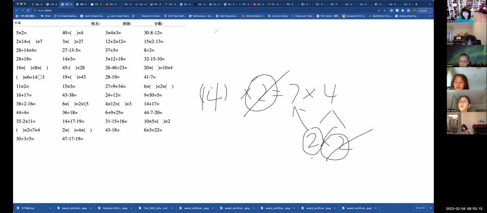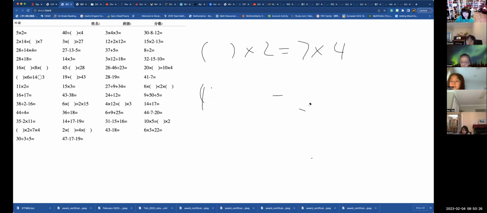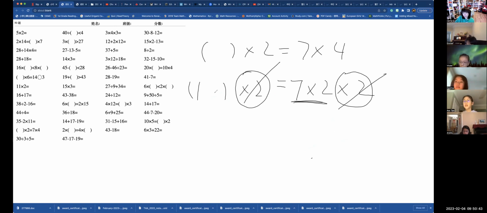Get it? Okay, so I'm going to just do it again. Take a look. So what times 2 equals 7 times 4? I'm going to rewrite it. I don't think you all understand it. I'll say it again. I'm going to rewrite it as what times 2 equals 7 times 2 times 2. Because both the left side and right side have times 2, they're gone. So 2 times 7 equals 14.